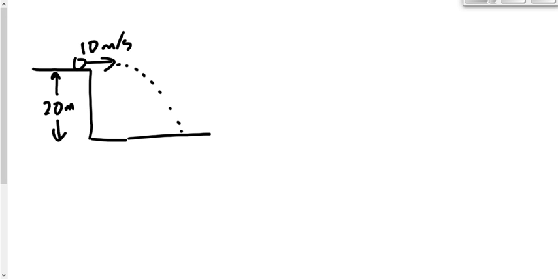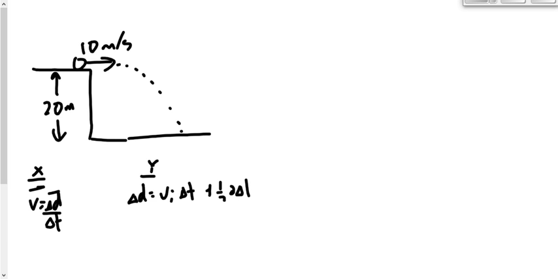We would describe this by breaking it down into x and y components. V is equal to delta d over delta t for the x component, and we would say d is equal to vit plus 1 half at squared for the y component. Every single time, right? Every single time.